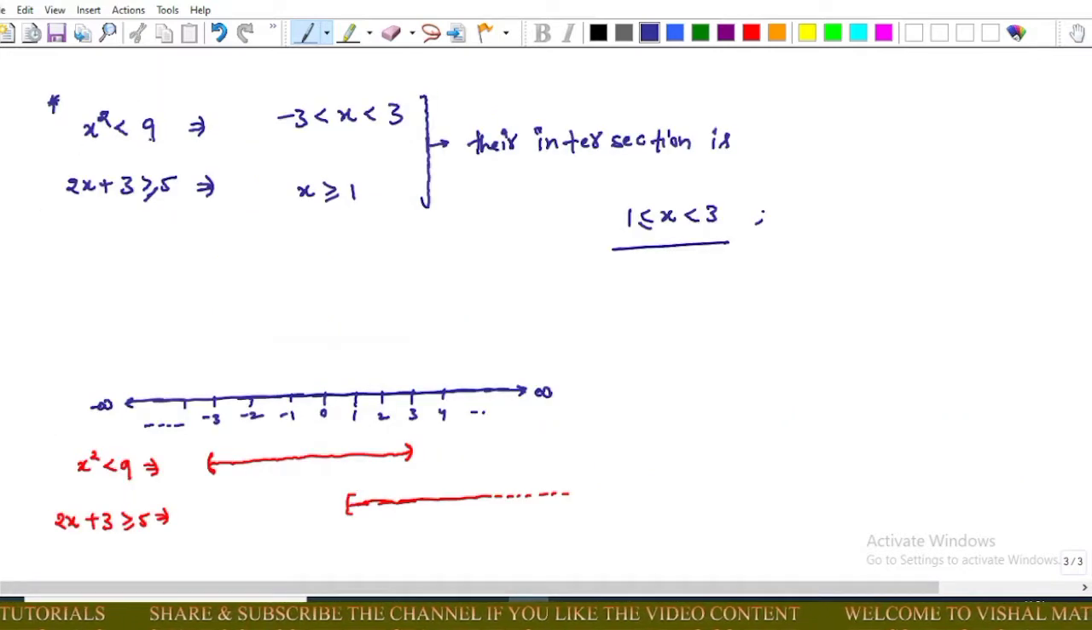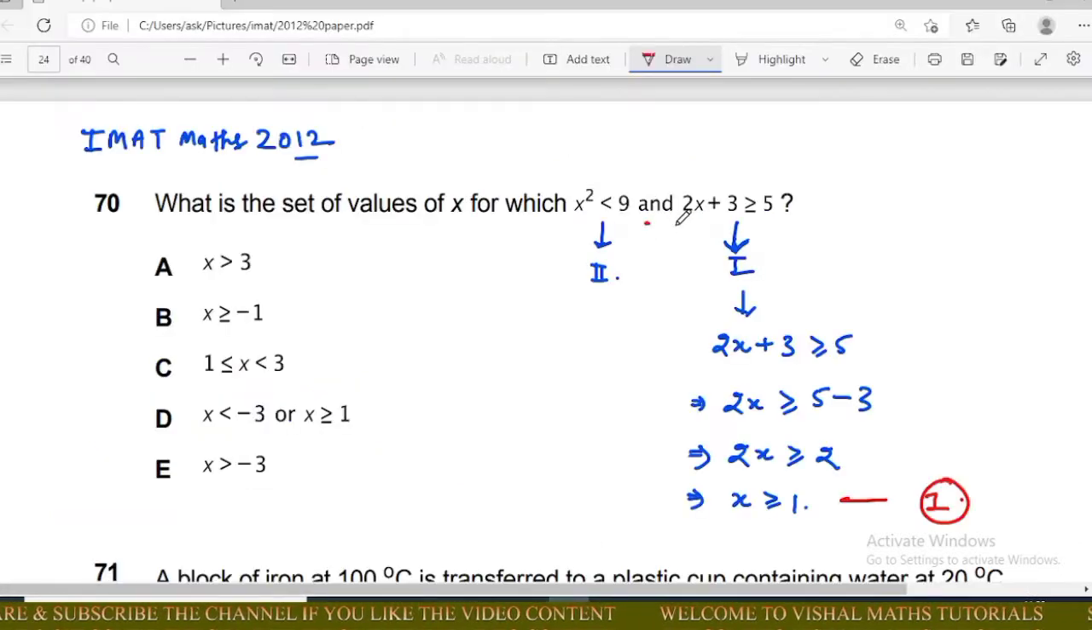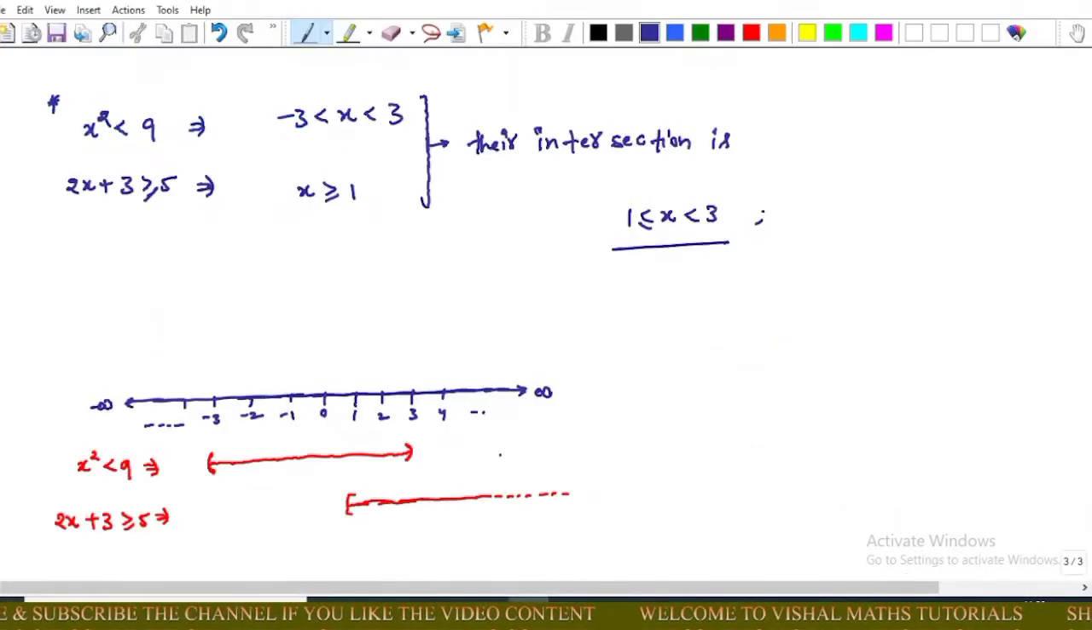Now come to further discussion. From x square less than 9, this implies that minus 3 less than x less than 3, and the linear inequality 2x plus 3 greater than or equal to 5 implies that x greater than or equal to 1. Now using their intersection, because in the question we are given "and", their intersection will be 1 less than or equal to x less than 3.